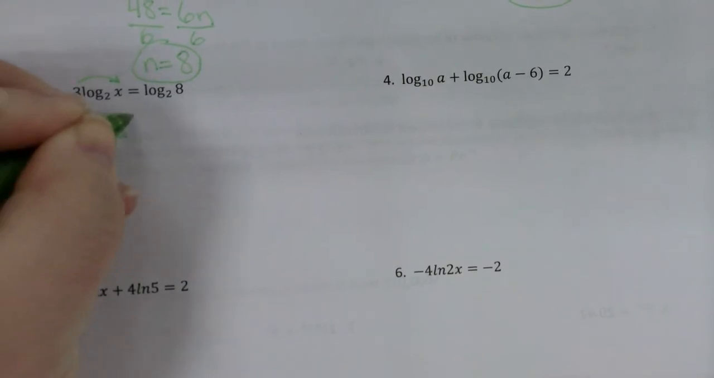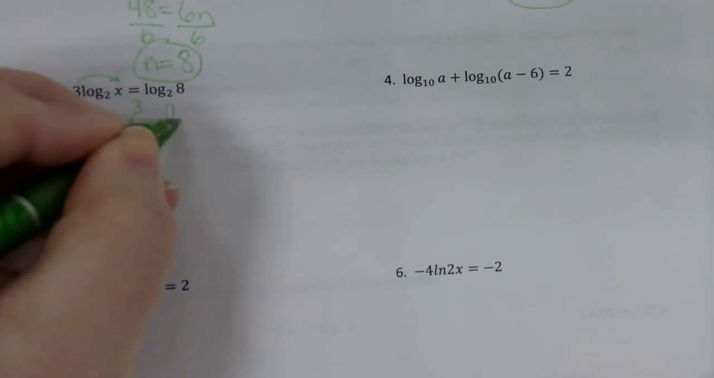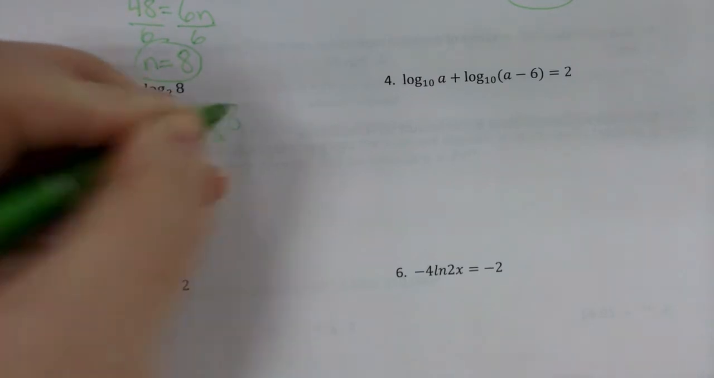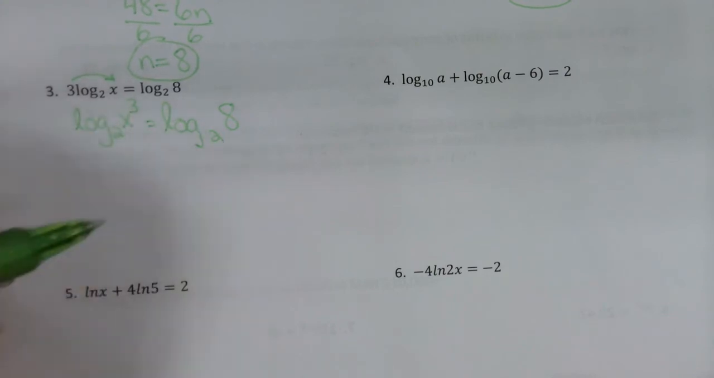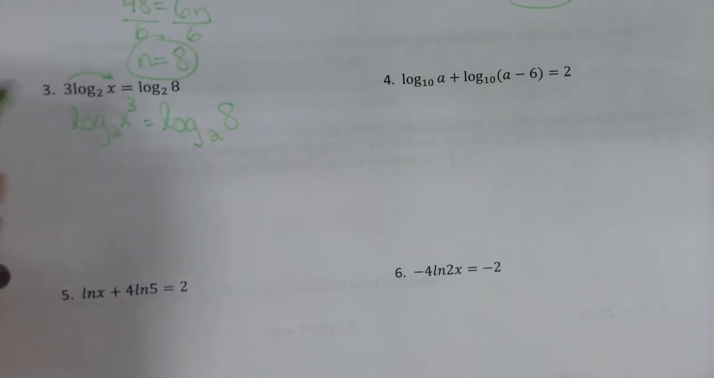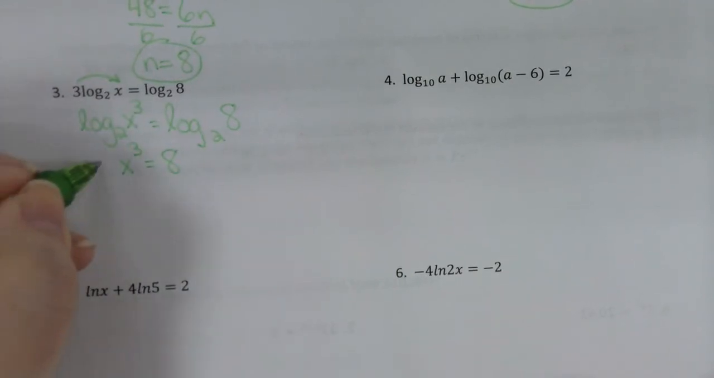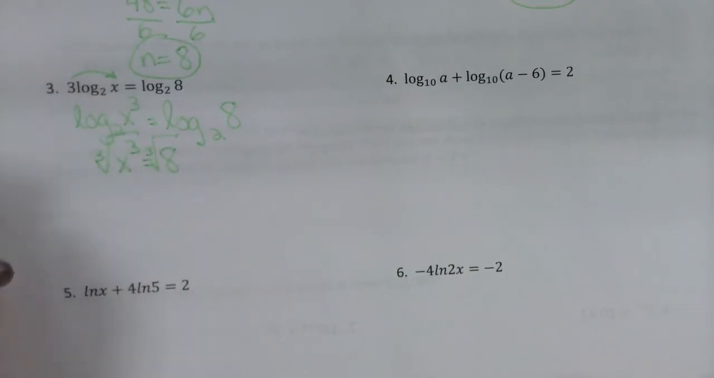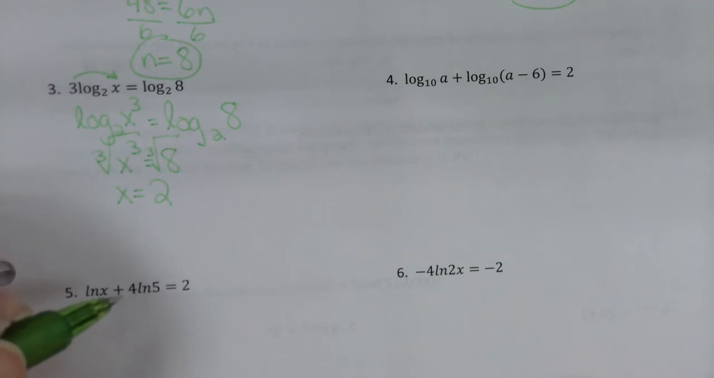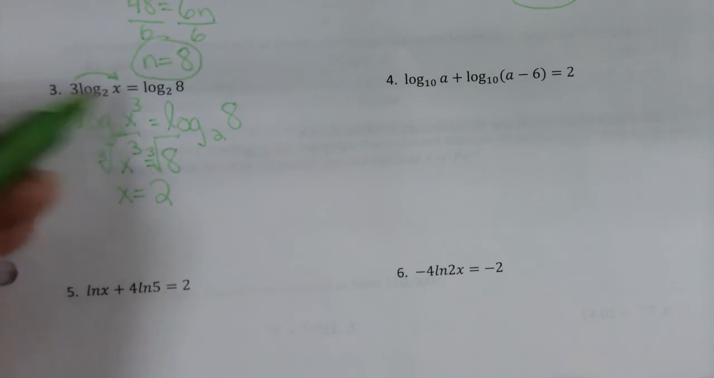So log base 2 of x cubed equals log base 2 of 8. Now I have one log on each side. They're all alone. I can set the arguments equal to each other. So I'll take the cube root to solve this. Cube root of x cubed is x. Cube root of 8 is 2. And check to make sure that I don't have a negative or 0 for my argument. 2 in for x, we're good.